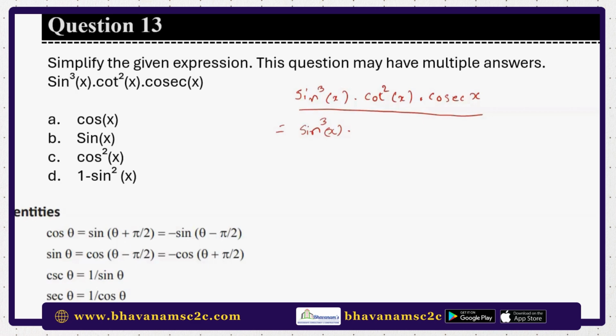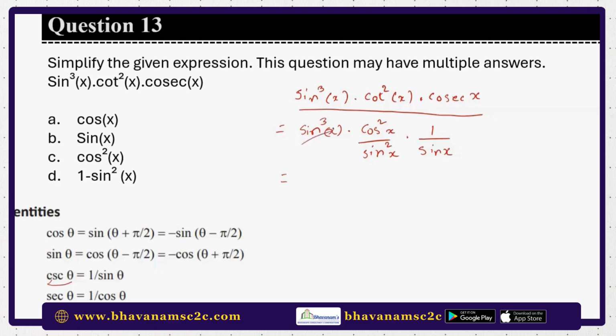Hence, what will be the value of cot theta? Cos theta by sine theta. Here, you will put it as cos square x by sine square x. And how can you write cosecant theta? 1 by sine x. Don't get confused: sometimes they may give CSC, don't consider it as cos theta. Cos theta is COS and cosecant theta is CSC.